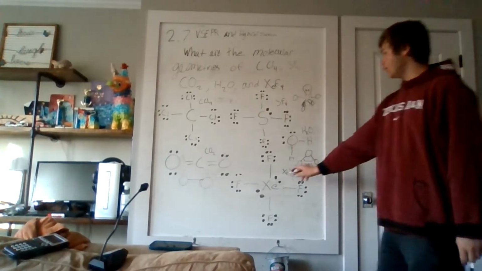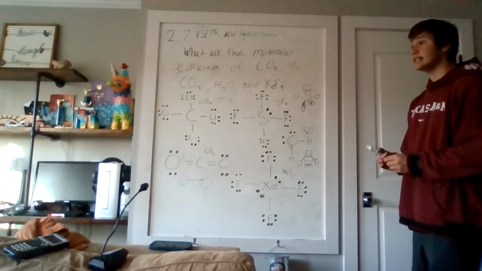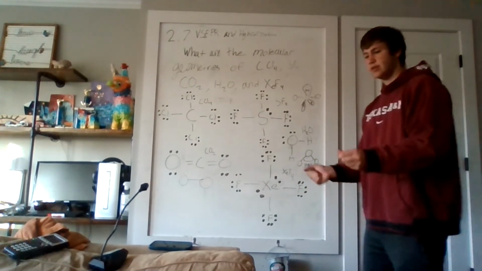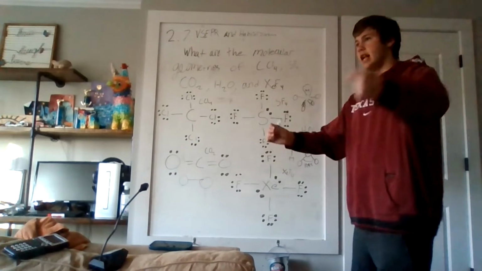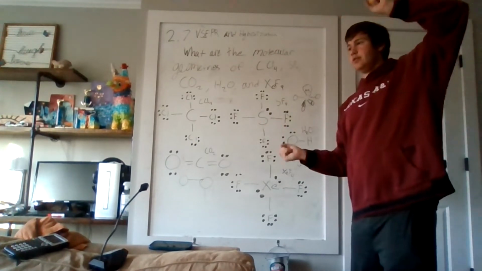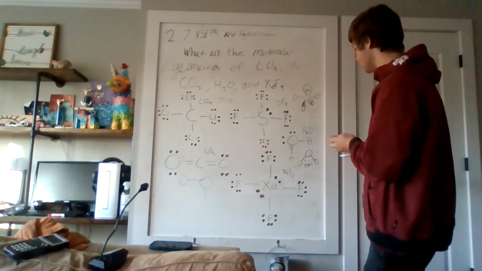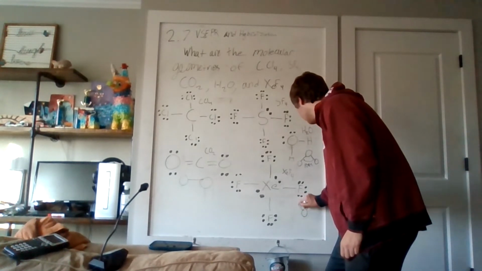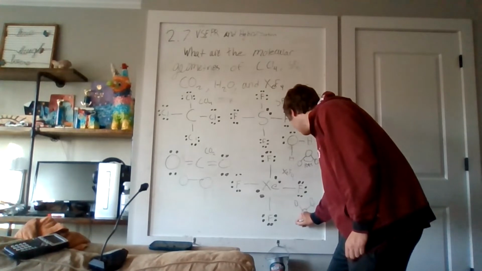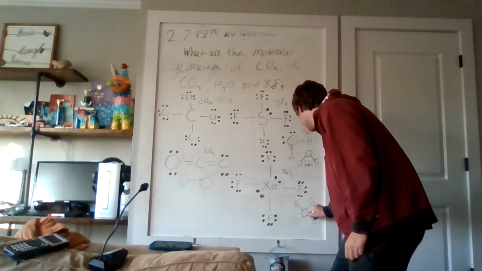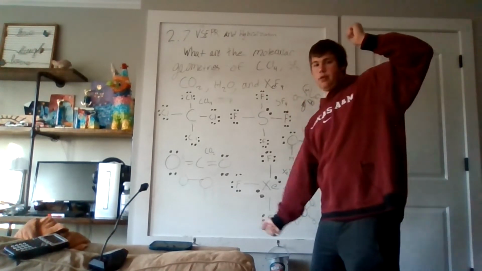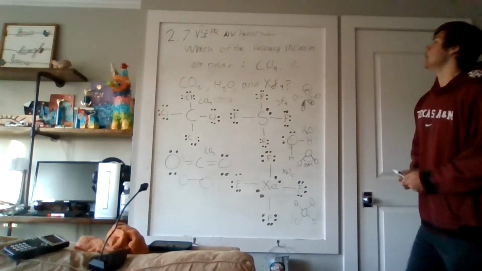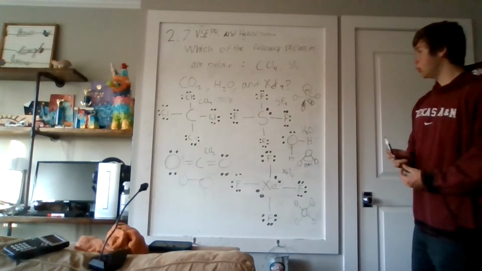For XeF4, it has 6 domains. So what happens is that these fluorines get pushed in between these lone pairs and cause a square plane where it's flat, but those lone pairs stick out up and down. That makes sense. Now we're asked to see which of the following molecules are polar.